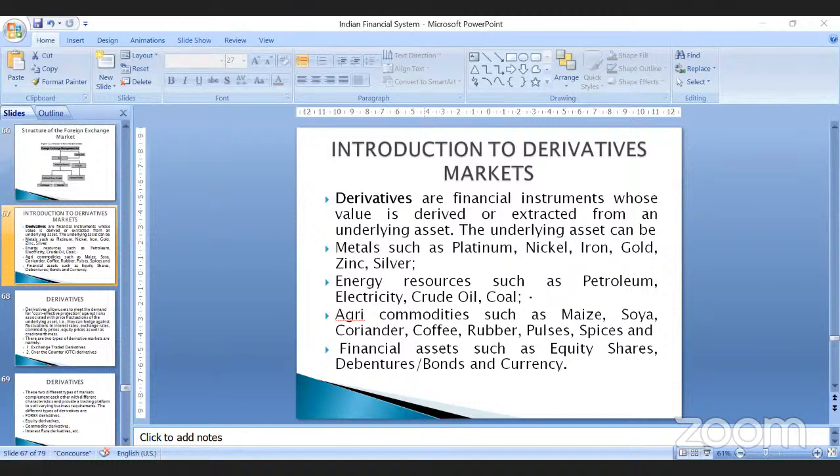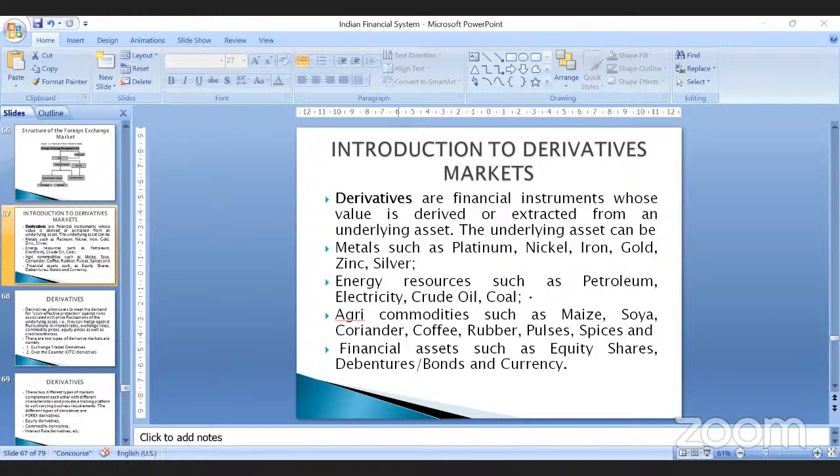Now, what are these derivatives that we are talking about? Derivatives are financial assets or contracts whose value is derived, or extracted, from the underlying assets. Derivatives are like any other contracts that you enter, but the contract as such does not have value. Their values are derived from the underlying asset with which they deal.